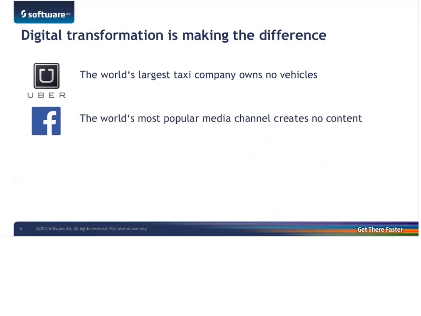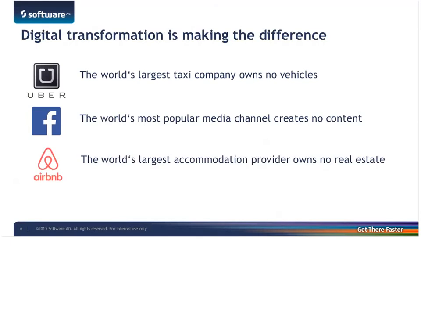The world's most popular media channel, Facebook, creates no content. And the world's largest accommodation provider has no real estate. All they have is technology. All they have is a platform where users exchange transactions. And those businesses only work because of technology. And those businesses will run traditional brick-and-mortar businesses out of the market.